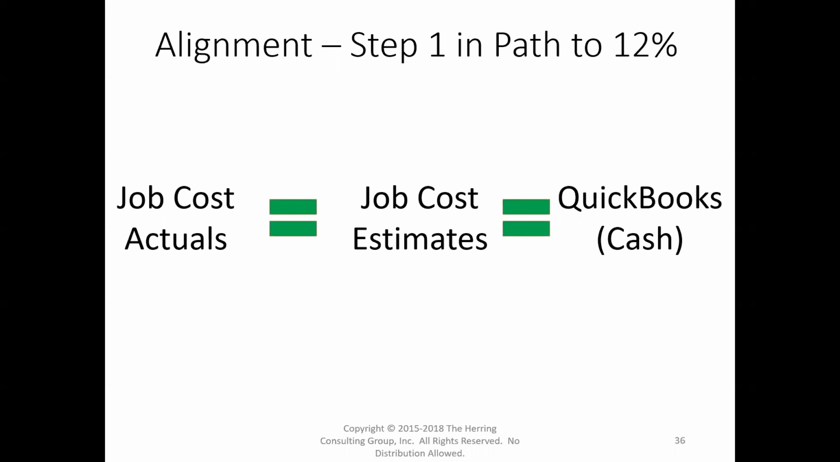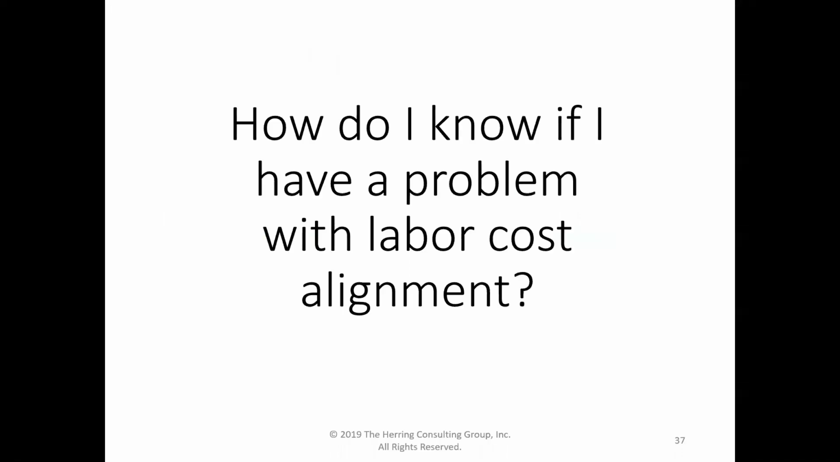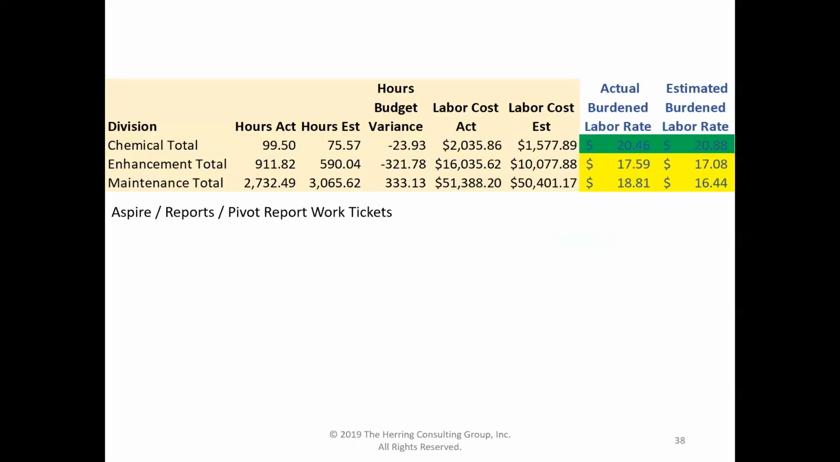So labor is a big reason why some of those things get out of alignment, particularly actuals to estimates. So the question then is, how do I know if I have a problem with labor cost alignment? How do I know that my actuals and my estimated labor costs are the same? And so I'm going to show you a report you can run in Aspire.